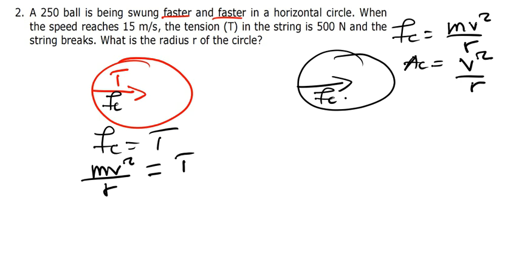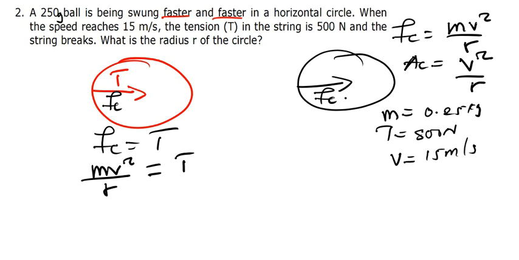So if you look at our data, we have got the mass. Now the mass here was supposed to be 250 grams. If I convert it to kgs, that becomes divided by 1000, that becomes 0.25 kgs. Then the tension force is 500 newtons. Then the V is 15 meters per second. If I cross multiply, I'll have TR being equal to mv squared, divided by T on both sides. R becomes mv squared divided by T.